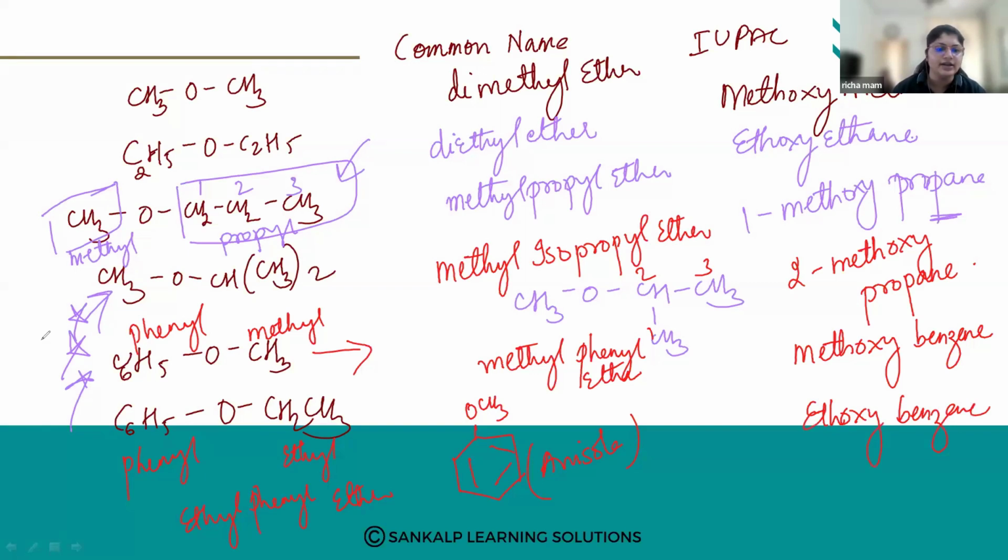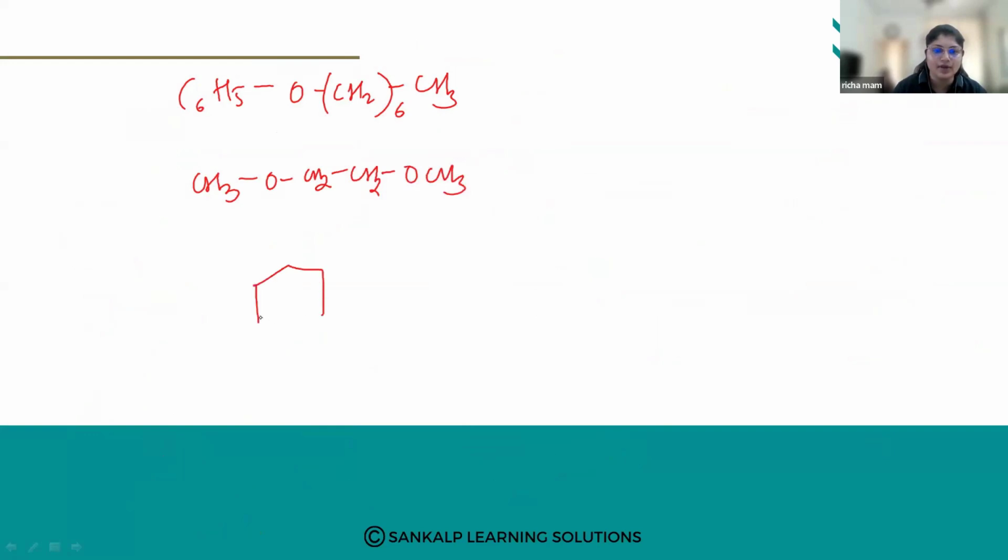Fine. Let us go for the next one. C6H5O CH2 6CH3. Okay. Next one, CH3O CH2 CH2O CH3. One more. Last. CH3O C2H5. Yes. Tell the name of the compound.